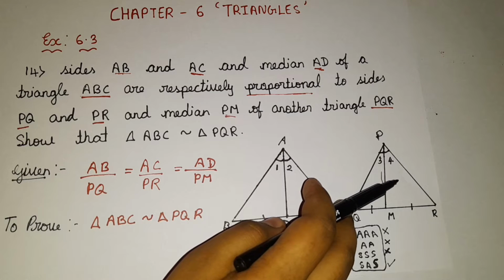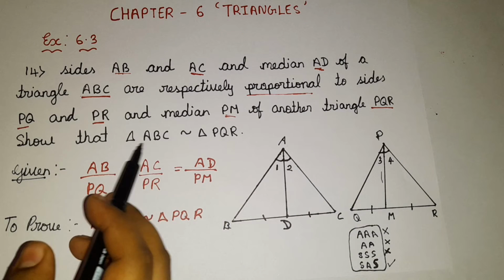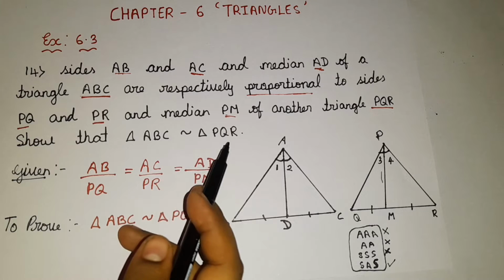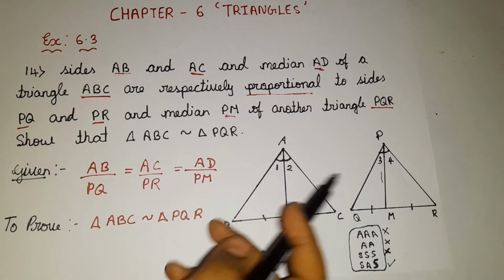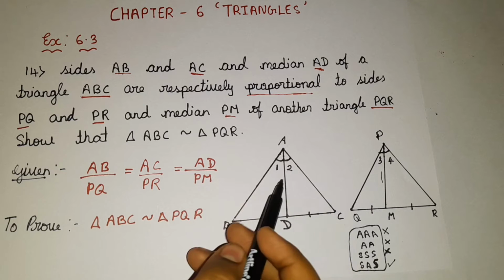But what are we supposed to prove? We are supposed to prove triangle ABC is similar to triangle PQR. I mean the whole triangle, both the triangles. We are supposed to prove they are similar together.